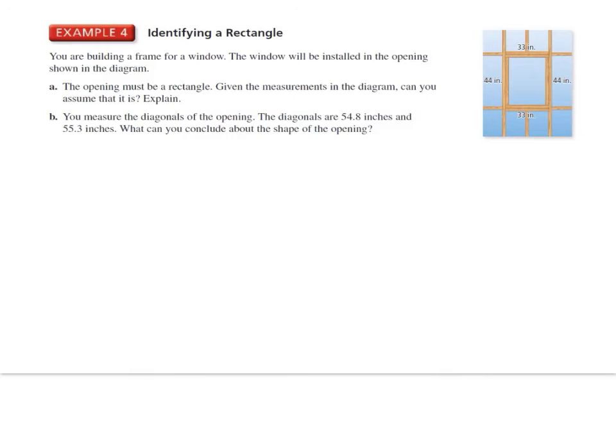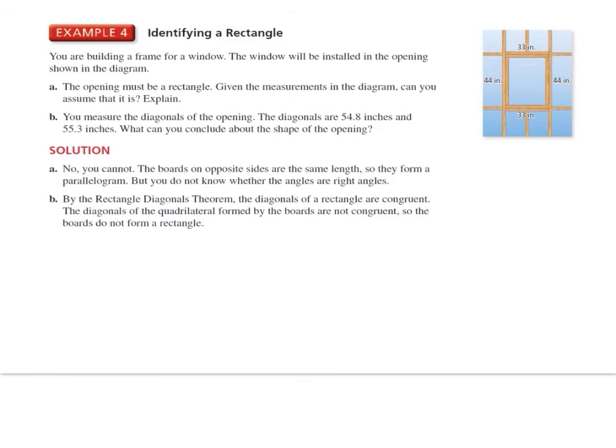All right, let's take a minute to look at this real-world application where we can look at a window frame and see if it is indeed a rectangle. Can we assume that this is a rectangle? And then measuring the diagonals of the opening, the diagonals are 54.8 inches and 55.3 inches. So what can we conclude about the shape of the opening? So two different parts that we're looking at. So the answer to the first part A, no, we cannot assume that this is a rectangle.